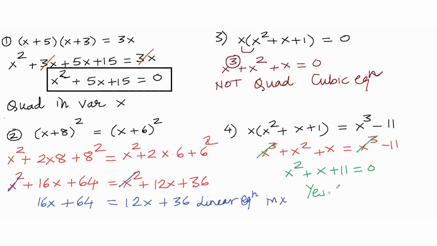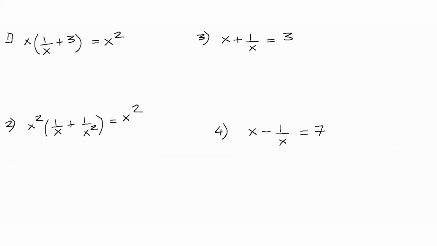That means yes, this is a quadratic equation in one variable, and that variable happens to be x, right? So this is how we can identify whether a given equation is quadratic or not. Let us take some more examples. So let's take a look at these 4 equations now. We have to identify whether they are quadratic equations or not.